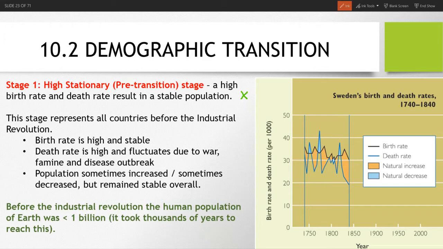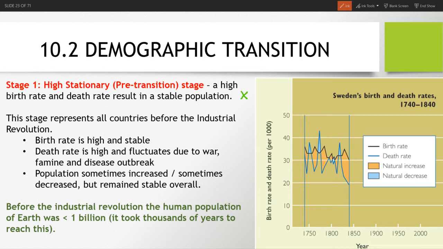The reason Sweden is used here is that Sweden has a very long history of recording birth rates and death rates. So we can actually see the change that occurred in that country over a very long period of time. So in that sense, it's more or less used as a standard indicator of the process.